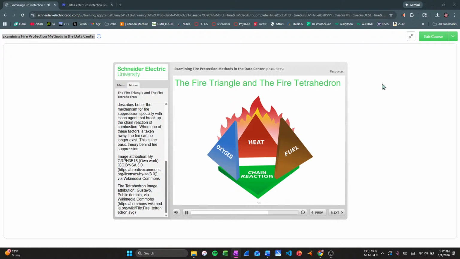This 4th addition better describes the mechanism for fire suppression, especially with a clean agent that breaks up the chain reaction of combustion. When one of these factors is taken away, the fire can no longer exist. This is the basic theory behind fire suppression.